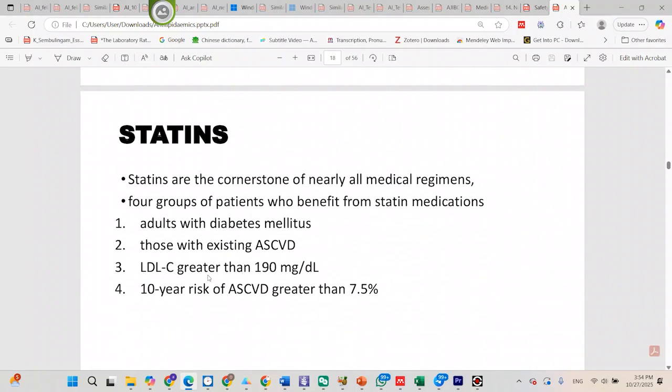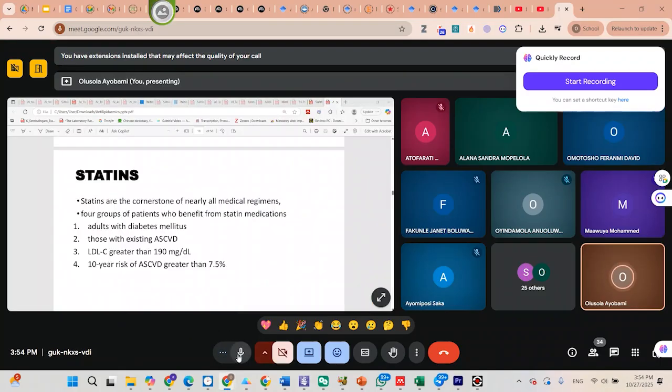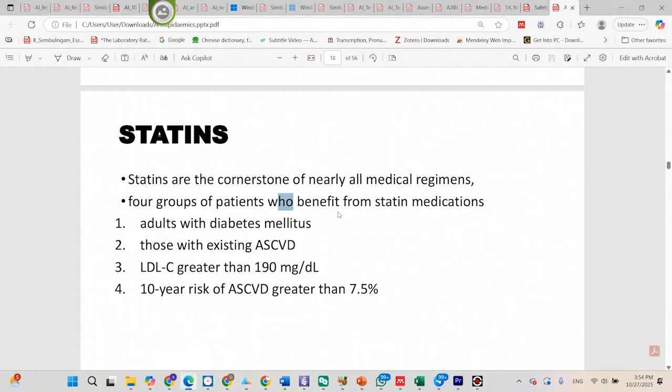Now, let's take statins. Please, if you have any question, let me know. We have so many things to deal with, so I have to be very fast.